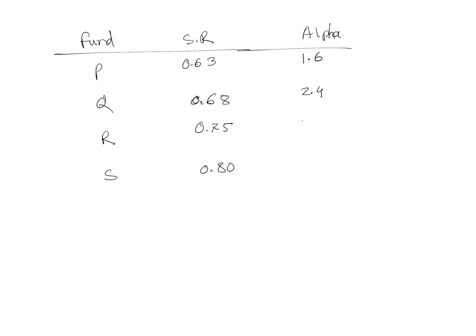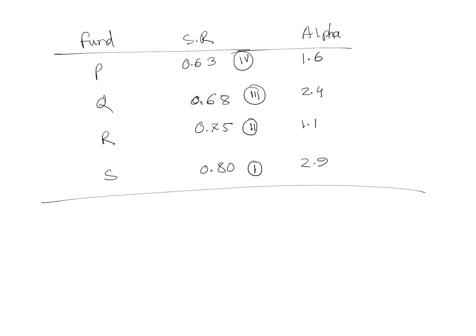And if you're looking into alpha, this has 1.6, 2.4, 1.1, and 2.9. And how can we compare these? This one has the highest Sharpe ratio. So if you want to rank it, R has the second highest Sharpe ratio, and then the third highest Sharpe ratio, and then the fourth highest Sharpe ratio. But if you want to compare with the alpha, S has the highest alpha, so rank 1. Q has the second highest alpha, so ranked 2. And then you got P ranked 3, and the lowest is this one.